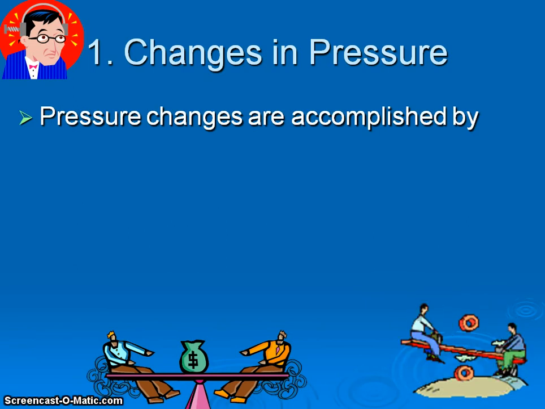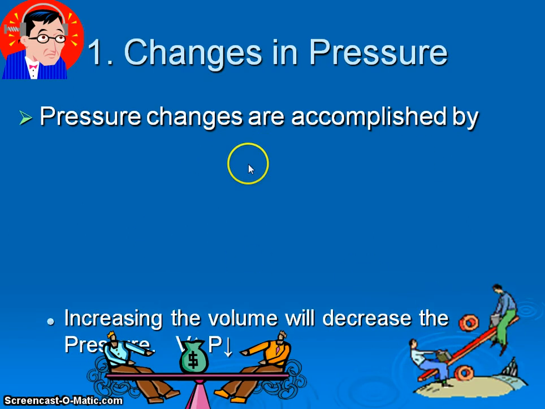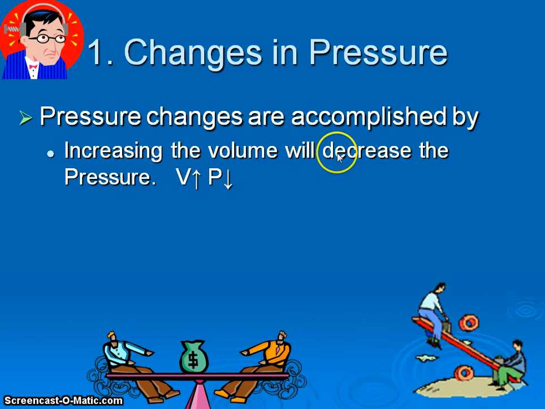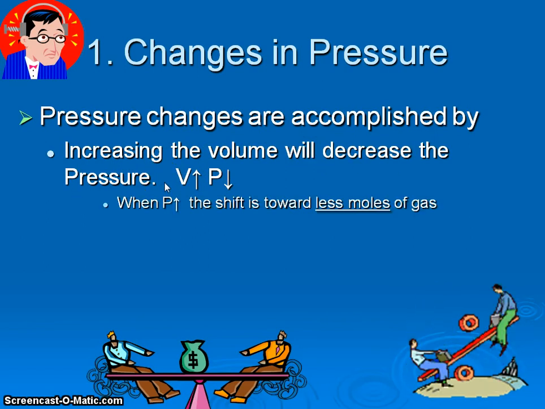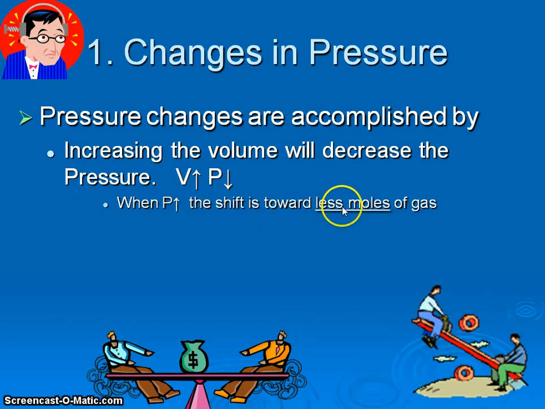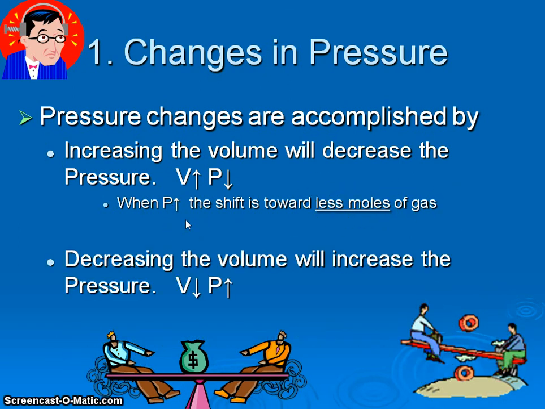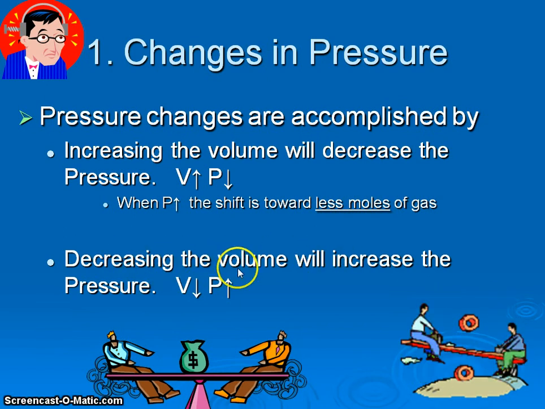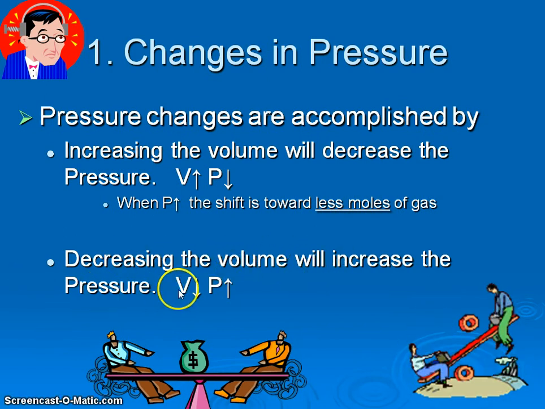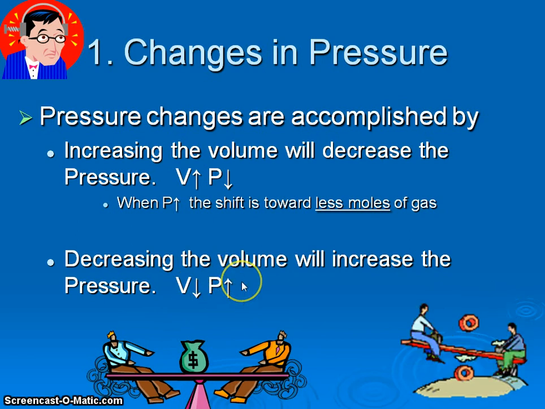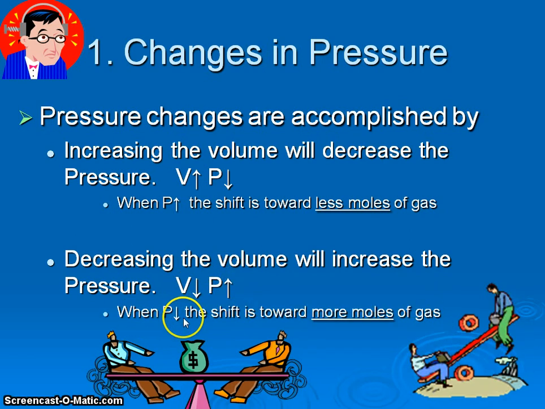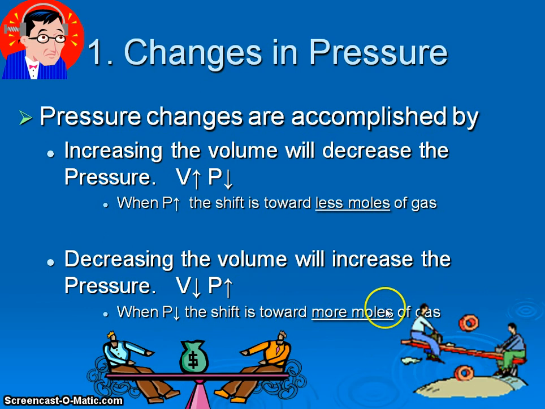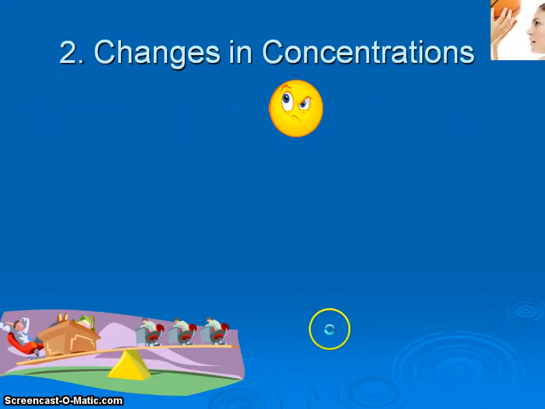So we also have change in pressure. A change in pressure accompanied by an increase in the volume will decrease the pressure. When pressure is up, the shift is towards the side that has the least moles of gas. Decreasing the volume will increase the pressure. So volume goes down, pressure goes up. When pressure decreases, the shift is towards more moles of gas. It wants more area for the gas.